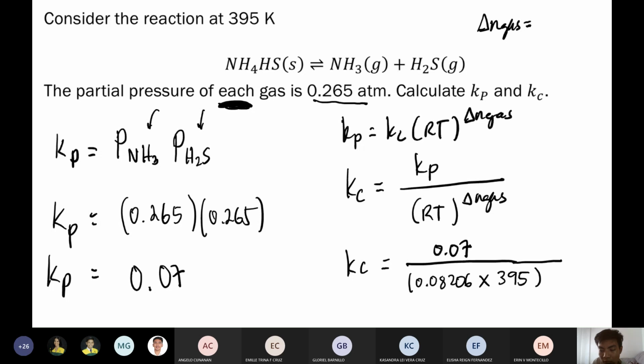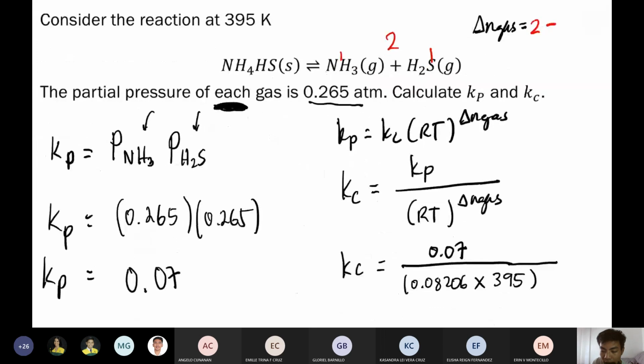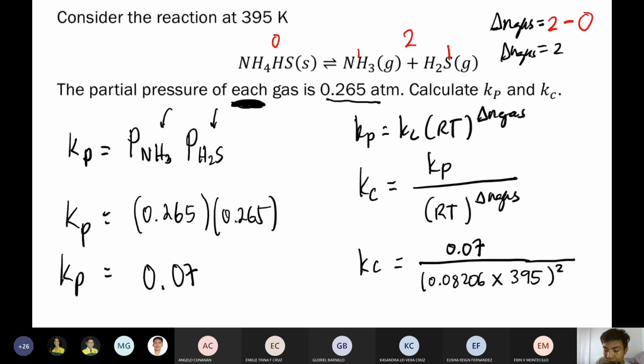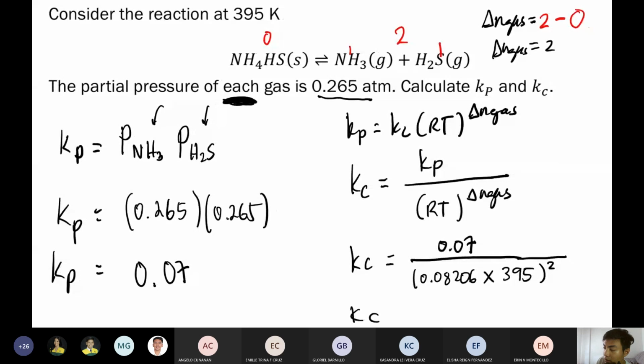How many moles of gas do we have in the product side? Isa, dalawa. So 2 moles of gas in the product side. How about the reactant side? Wala. So wala tayong gas sa reactant side. So 2 minus 0 is 2. Square mo yan. Okay, so yan, solve na natin, Casey. Hindi ko na kaya i-mental yan.